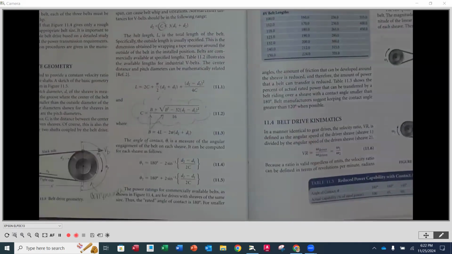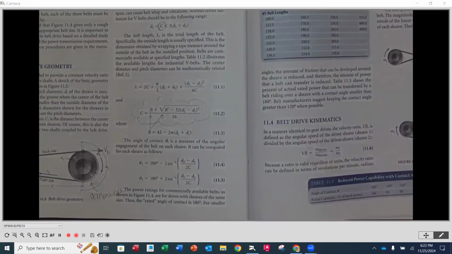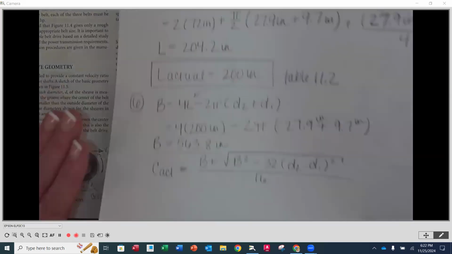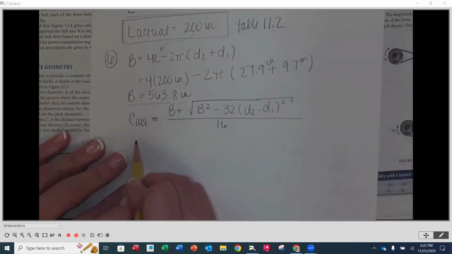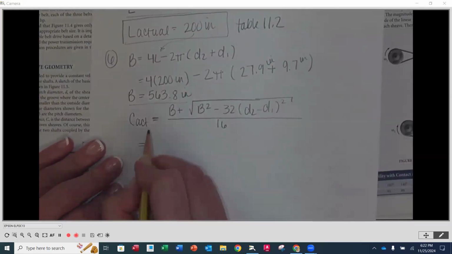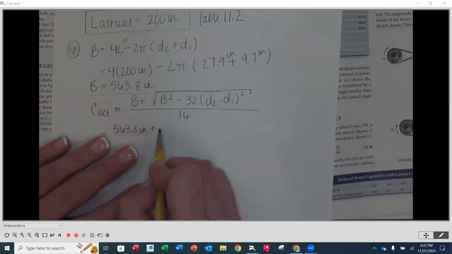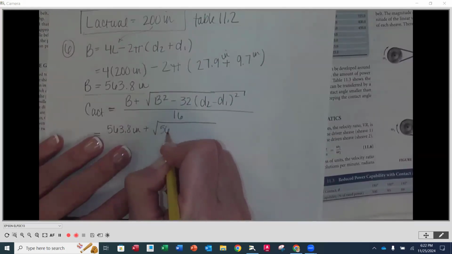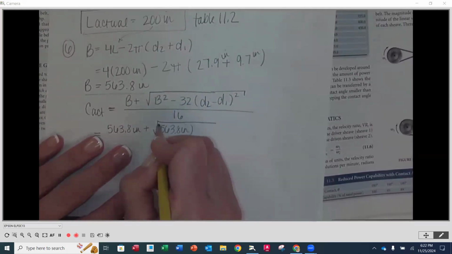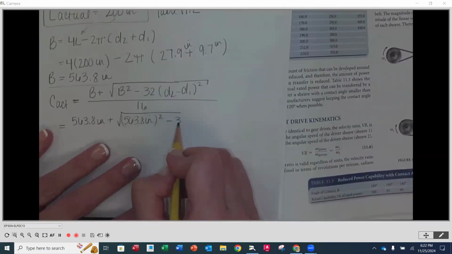I'm going to write mine down below here. Actual C is going to be equal to B plus the square root of B squared minus 32 times D2 minus D1 squared under the radical, and all of that divided by 16. Okay. So that's going to be 563.8 plus the square root of. Don't forget to put your units and everything.